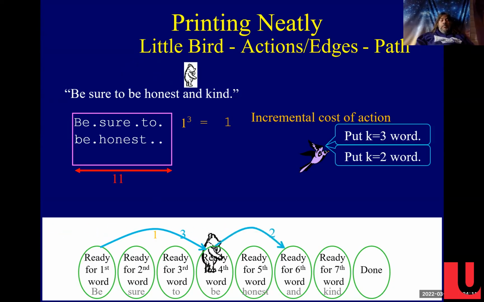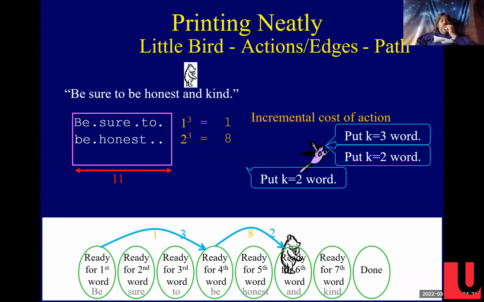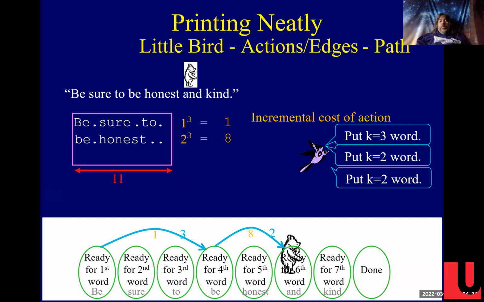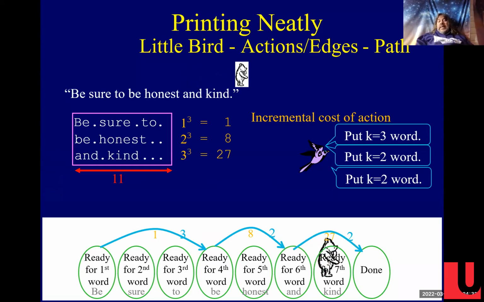What does this cost him? This cost him 8. So he's going to label this edge by 8, and he's going to move along, ready for the 6th word. And then the bird tells him to put 2 words on the last line, and what does that one cost him? That cost him 27, and he's done. Everybody see how he moved through the game of printing, and he followed some path. And we know that the total cost is 36, which is the length of this path. Everybody buy that?